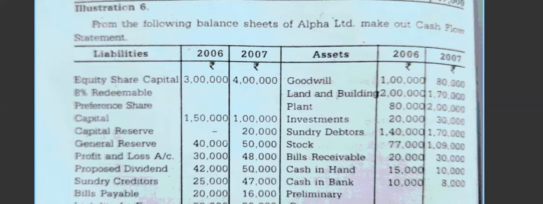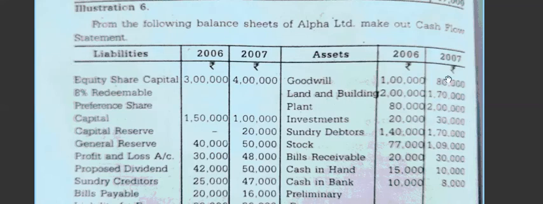Here the balance sheets and other information are given. In the balance sheet itself, I will explain in which activity each item will move. As you know, there are three activities: operating, investing, and financing activity. Now let us see the first one under the balance sheet, goodwill.